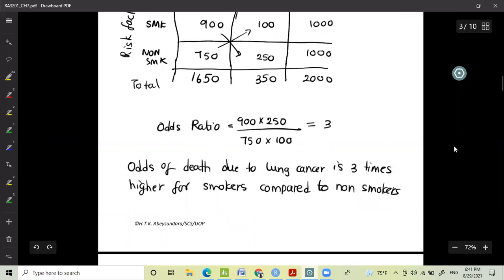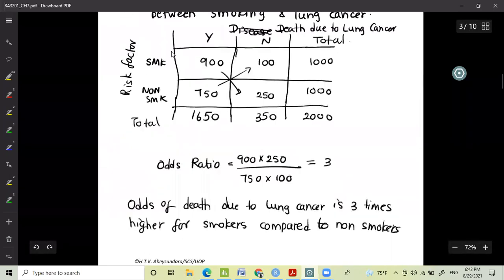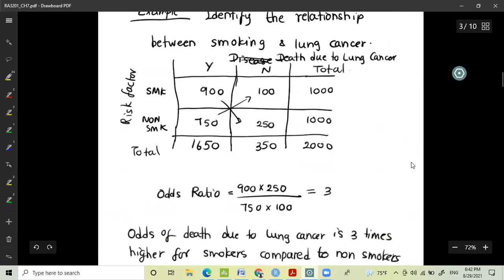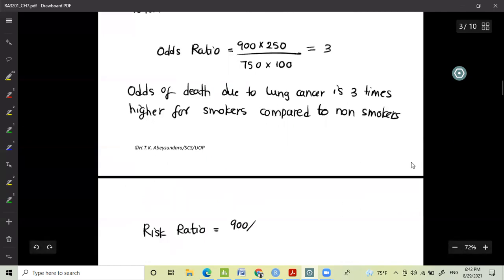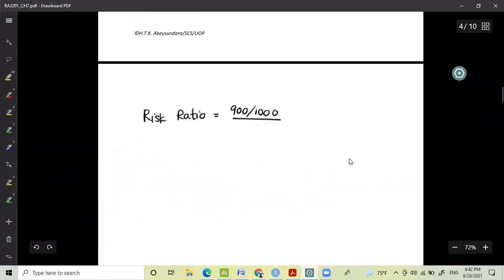Okay, now let's find the risk ratio. Now it is going to be a little bit different. Okay, this is how you find the risk ratio. You take the risk factor that you're looking at, that is the smoking. How many yeses out of the total, right? Out of 1,000, there are 900 smokers. So you have 900 out of 1,000 at the top. And then you find how many non-smokers out of the total. You have 1,000 and out of them, there are 750.